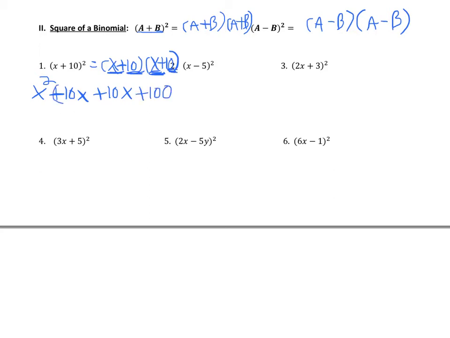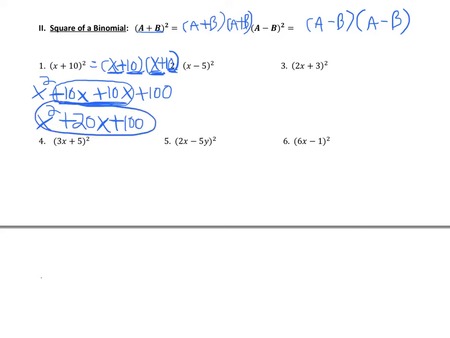Now when we combine these, it's going to be different from the product of a sum and difference. When we do the square of a binomial, these terms are always going to be the same, so you actually wind up doubling the 10x. So 10x plus 10x is 20x, and then plus 100.